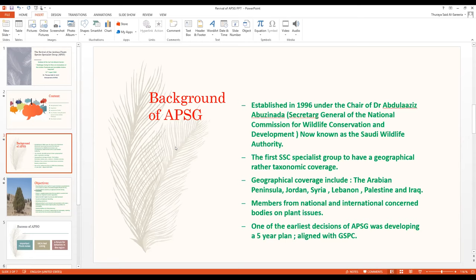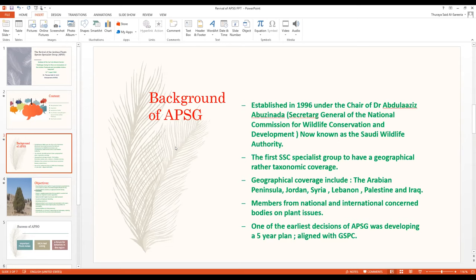The members of the group involved specialists from national and international bodies concerned with plant issues, botanic gardens, academia, and governmental and non-governmental bodies.